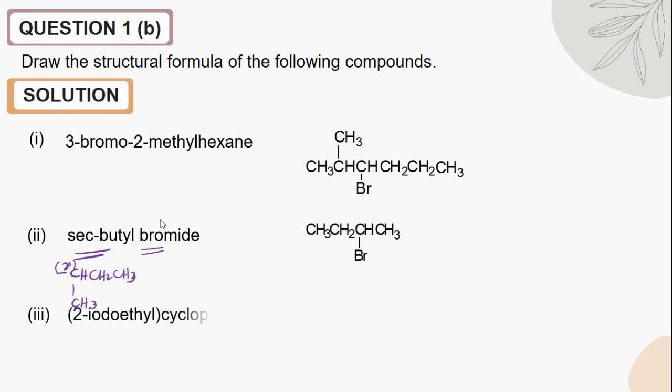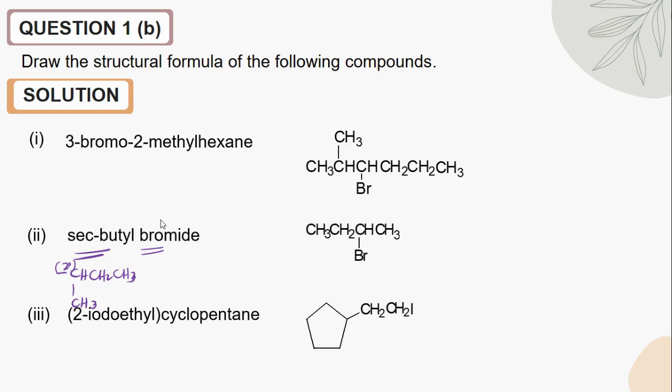Question number 3. 2-iodoethyl cyclopentane. So your parent is cyclopentane and it has a substituent of ethyl iodo, and the iodo is attached to carbon number 2 in the ethyl. So this will be your 2-iodoethyl cyclopentane.